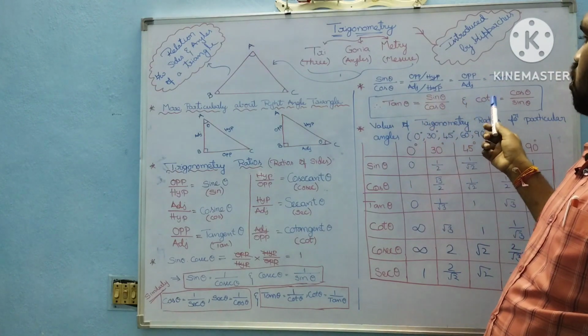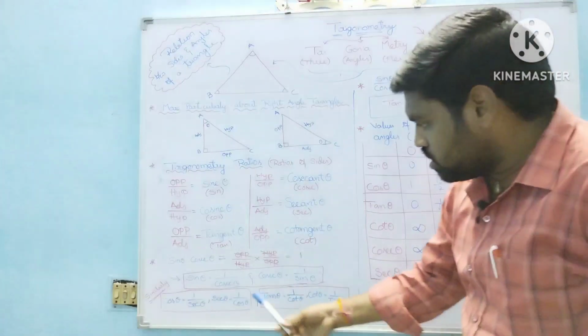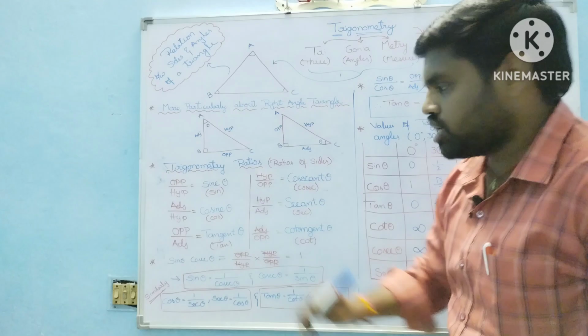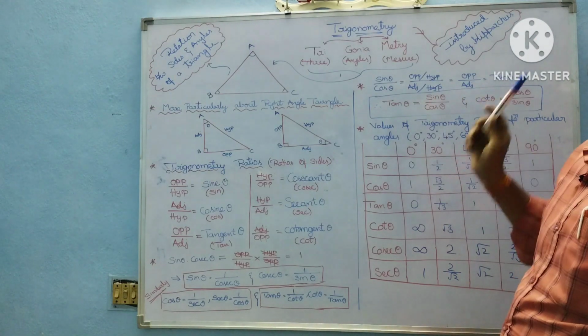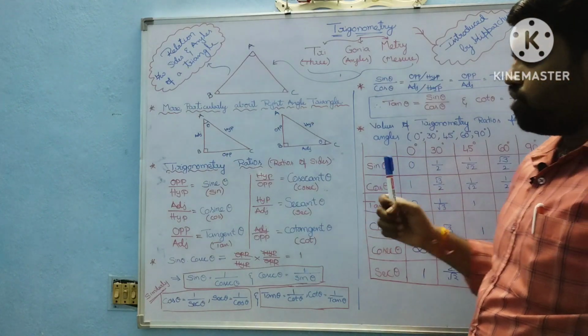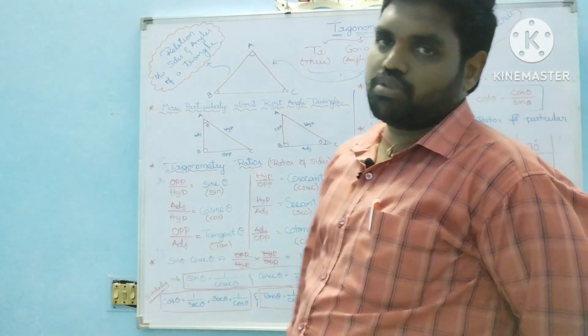In the same way, cot theta is the reciprocal of tan theta. That's why you can reverse this one. Therefore cot theta becomes cos theta by sin theta. These are very important formulas, the first two trigonometric ratio formulas.